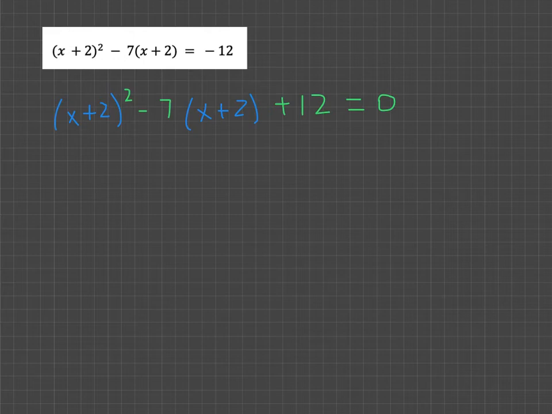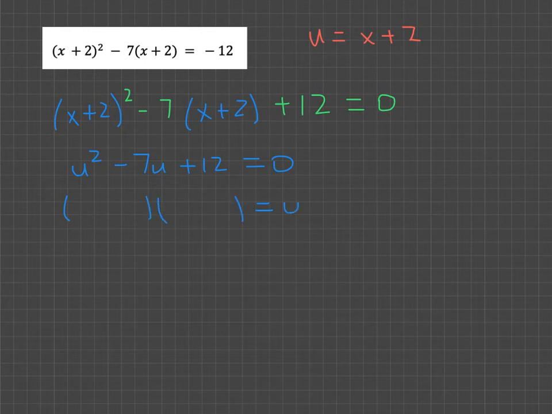So notice that we have x plus 2 squared and just x plus 2. We're going to do a substitution again, and we're going to have u equal to x plus 2. So rewriting using x plus 2 as u, this becomes u squared minus 7u plus 12 equals 0. So now we get back to that quadratic form. We can either factor or use the quadratic formula. So this is going to factor.